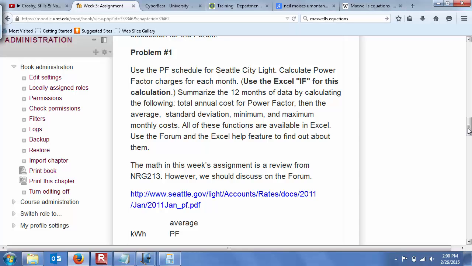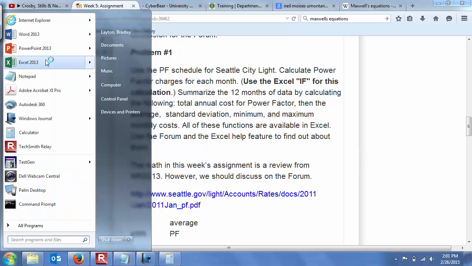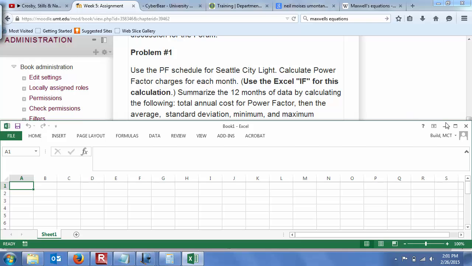Okay, so use the power factor schedule for Seattle City Light. It looks like we've got a nice PDF for that. Calculate power factor charges for each month. Use the Excel IF statement for this calculation. I've got to refamiliarize myself with the IF statement. Let's just hit that really quick.